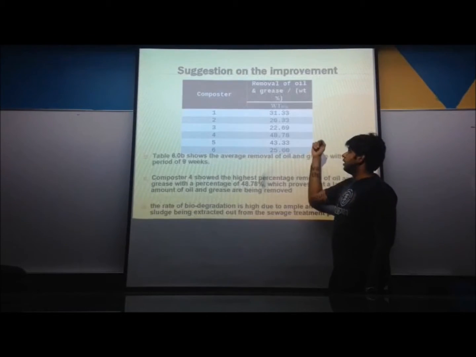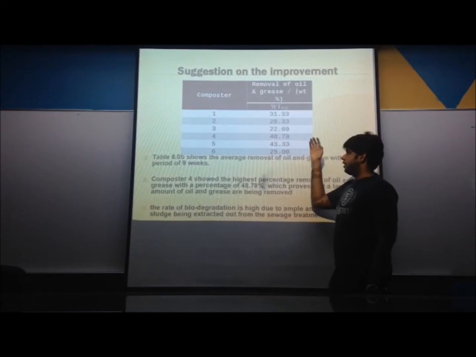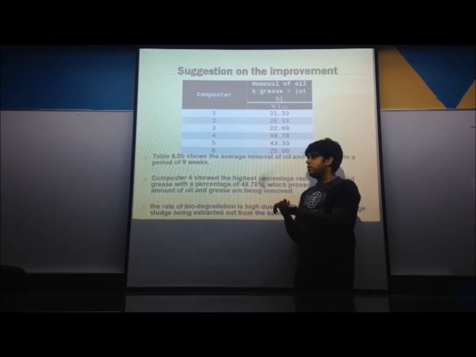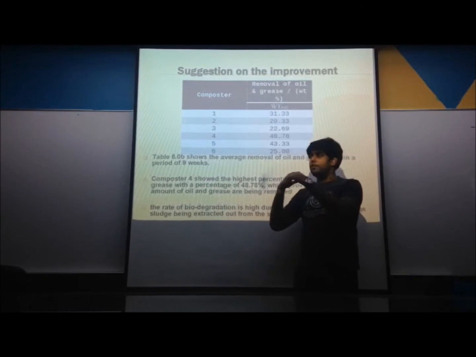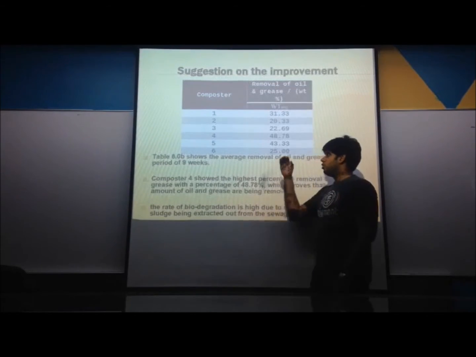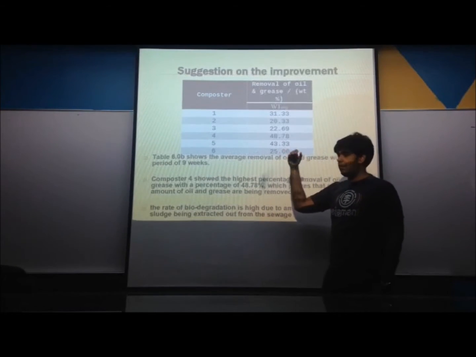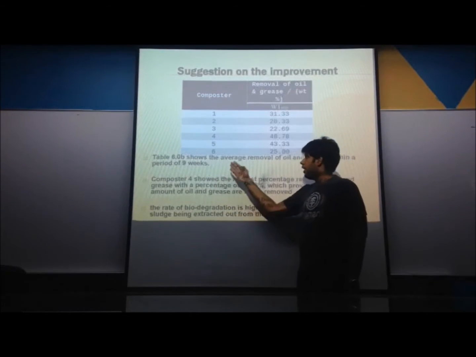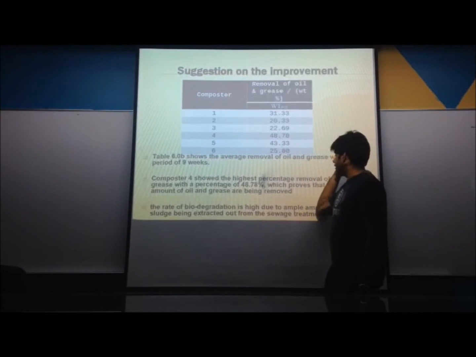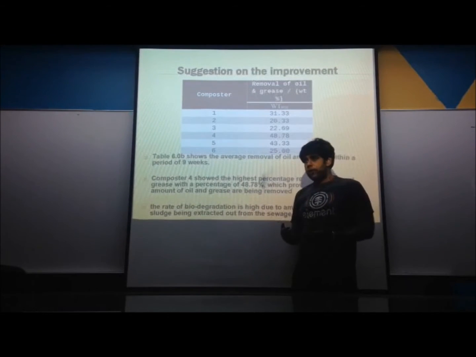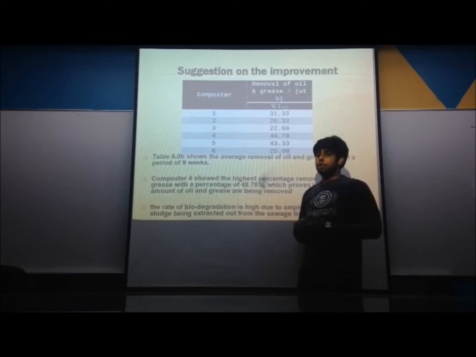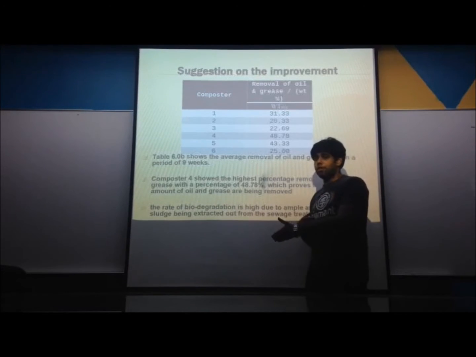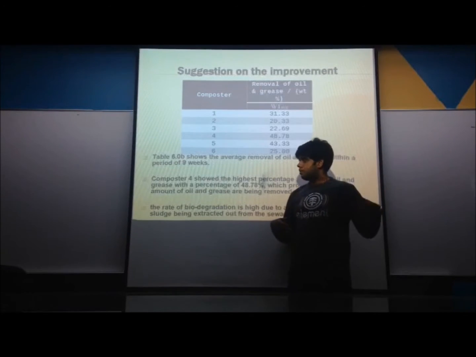Moving on, this table is an average value. Based on the graph earlier, we took an average percentage value to calculate this data, and again we found that composter 4 has the highest percentage of oil and grease removal, which proves that a large amount of oil and grease is removed. And why is this so? This is due to the fact that the rate of biodegradation is very high due to the ample amount of sewage sludge being extracted from the water line.